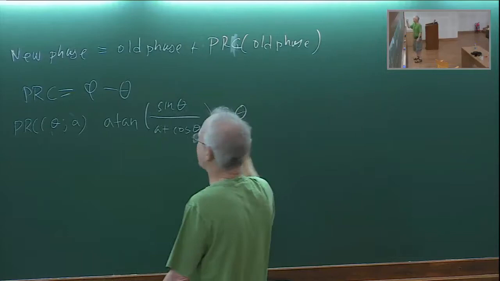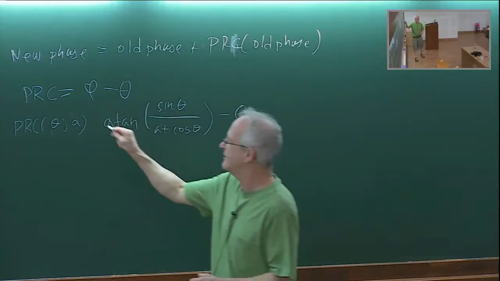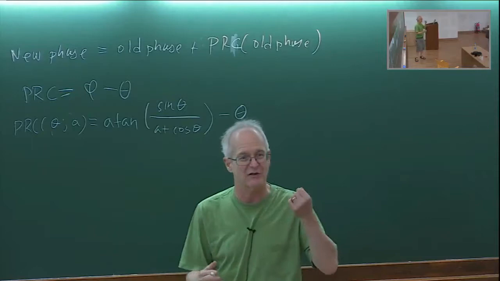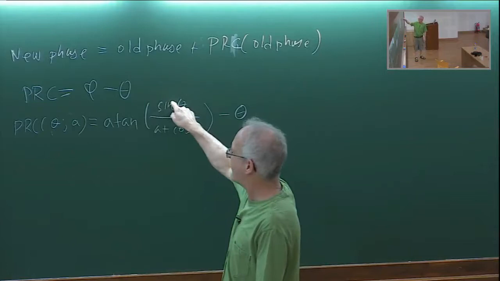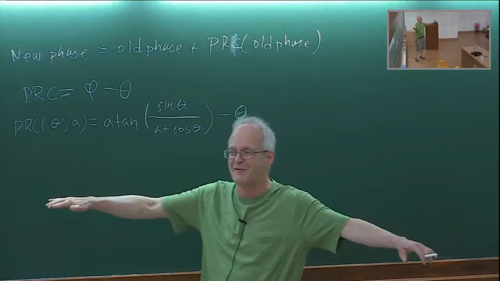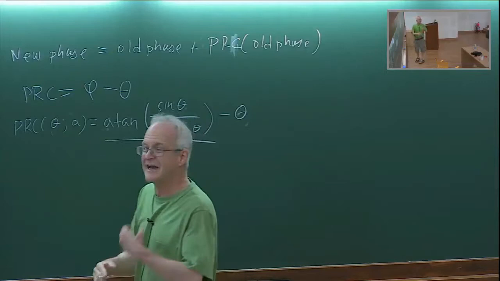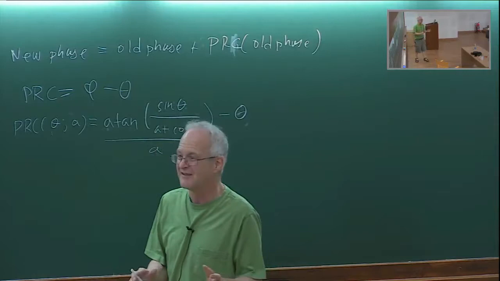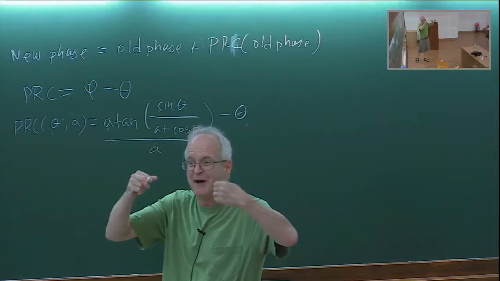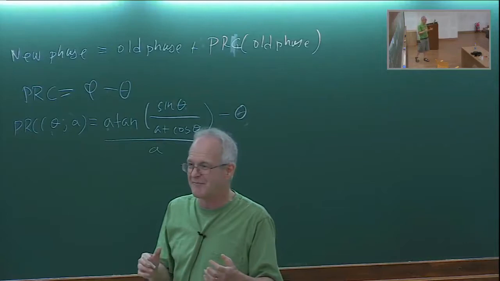Now let's just do a reality check. What if A is zero? That means we didn't give any perturbation. If A is zero, then this is theta. Theta minus theta is zero. Okay, that's good. We didn't give a perturbation, so we don't have a PRC. So now what we want to do is take this and divide by A, and take the limit as A goes to zero to find the infinitesimal phase resetting curve. Remember, that's what that was? You take the PRC and divide it by the size of the stimulus and then take that to zero. Everybody with me? All right, good.